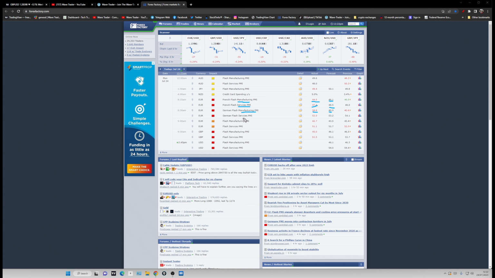There we can see that the service sector is still strong, above 50, in the expansion phase. The previous was 54, the forecast was 53, and the actual numbers are below the prediction but still above 50. So manufacturing dropped significantly, services also dropped, but the services sector is still strong.